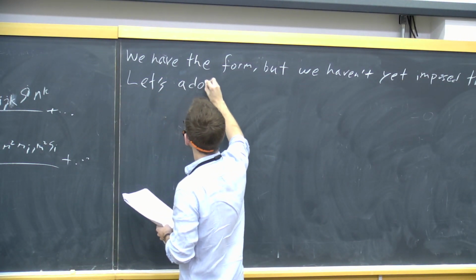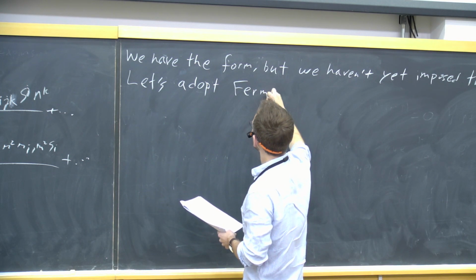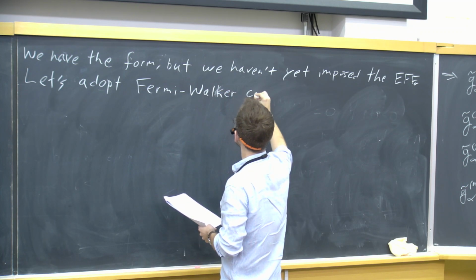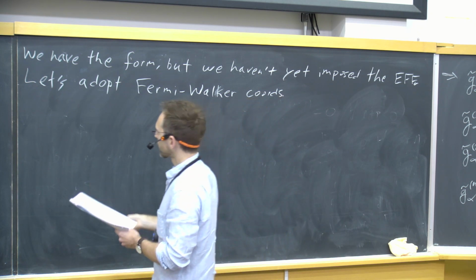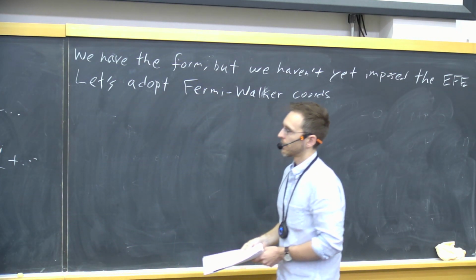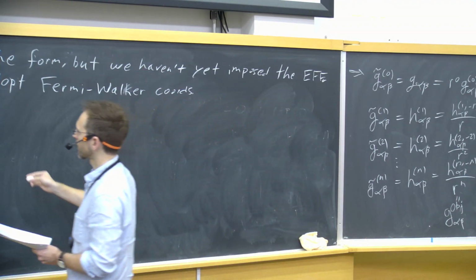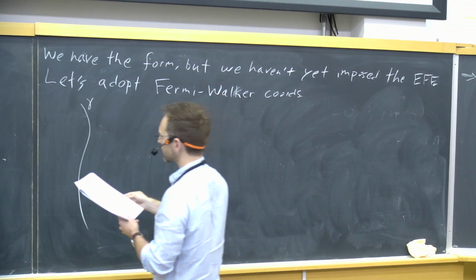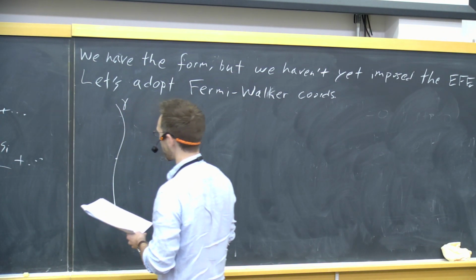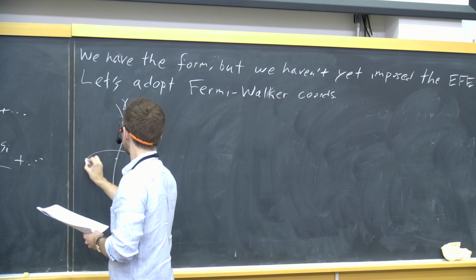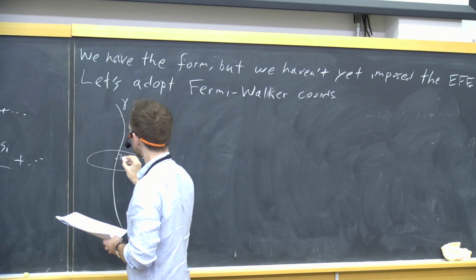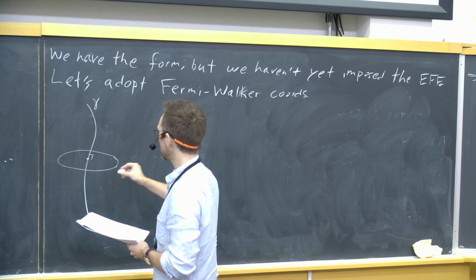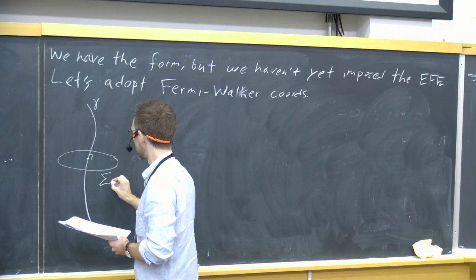So let's adopt Fermi-Walker coordinates. So these coordinates are essentially co-moving with a small object. So say this is the world line gamma. Then at each point on the world line, we construct a plane that's perpendicular to the world line. So this is at, say, a proper time t, and this plane is sigma_t.